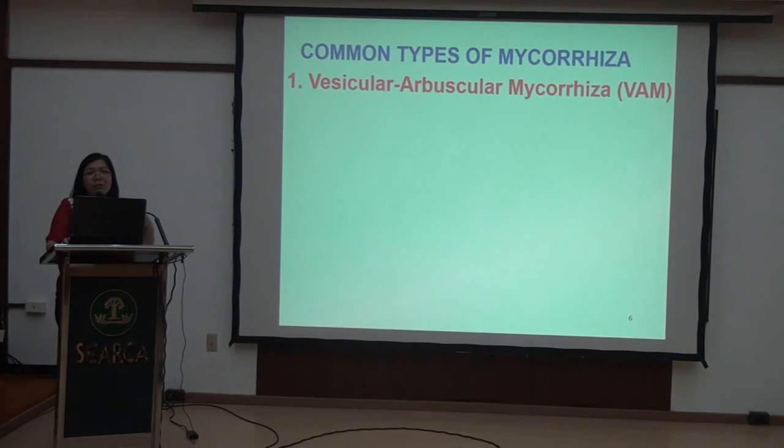Essentially, I want to leave with you the types of Mycorrhiza. There are many, but let us just limit the discussion to two different types. One, we call VAM, or vesicular arbuscular mycorrhiza, due to the presence of the vesicles and the arbuscules.